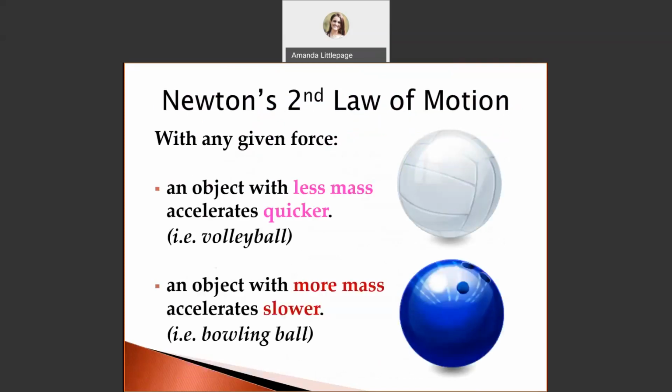So let's compare two examples, a volleyball versus a bowling ball. They're about the same size, but clearly have different masses. So a volleyball with less mass accelerates quicker or will move more quickly than, let's say, a bowling ball, which has more mass and would accelerate more slowly. So if you had a bowling ball and a volleyball on the ground, imagine if you pushed them with the same force. The volleyball is going to roll or start accelerating faster because it has less mass.